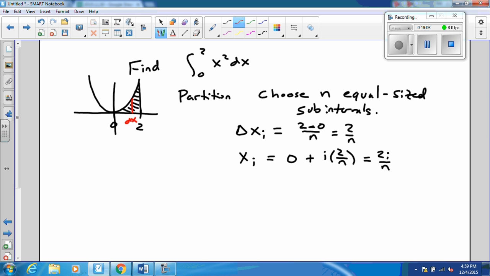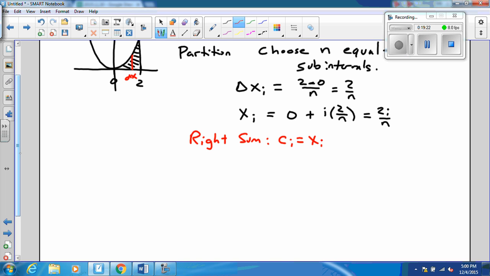Now, having chosen my partition, next I want to choose a summation method. I could choose left, right, mid, I could choose upper, I could choose lower. The right sum is probably the easiest, because in the right sum, my c sub i is equal to my x sub i, and I already know what the x sub i is.